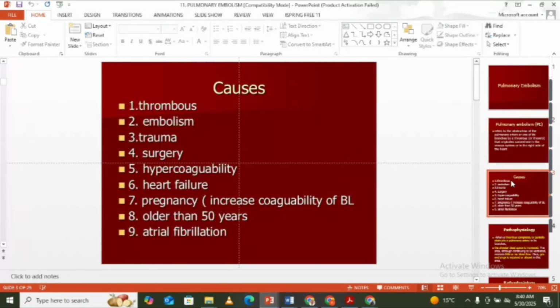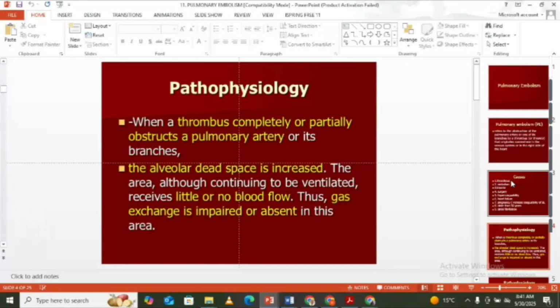So what causes pulmonary embolism? Thrombus. You have said there's been trauma, surgery, hypercoagulability, heart failure, pregnancy. All this will lead to formation of a thrombus. So what happens with pulmonary embolism? When a thrombus has formed somewhere else in the venous system, it goes to the pulmonary artery, and it will either completely or partially obstruct the pulmonary artery or any of its branches.